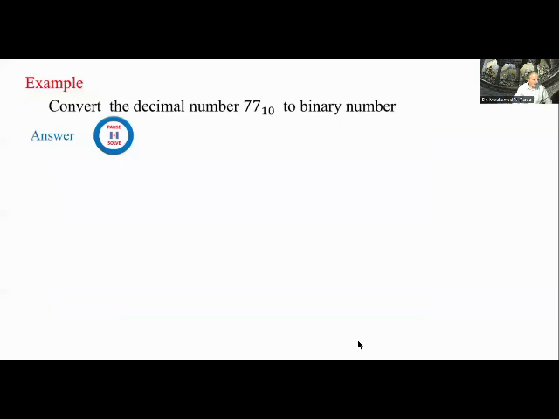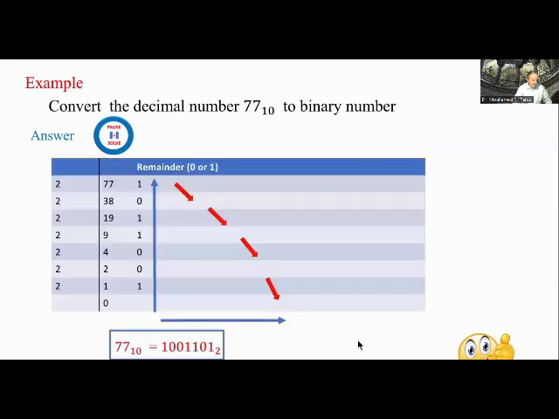So now I want you to pause the recording, take a minute, and see if you can convert this decimal number 77 into a binary number. Okay, let's see if you got the answer. It should be 1001101 in base 2.